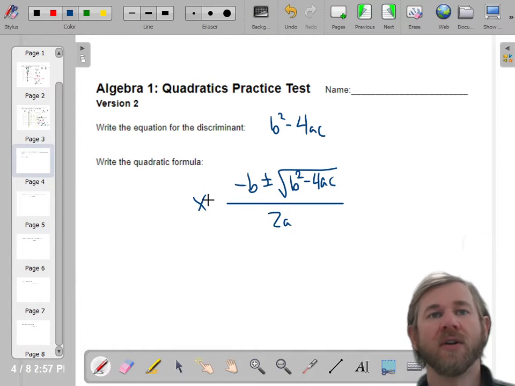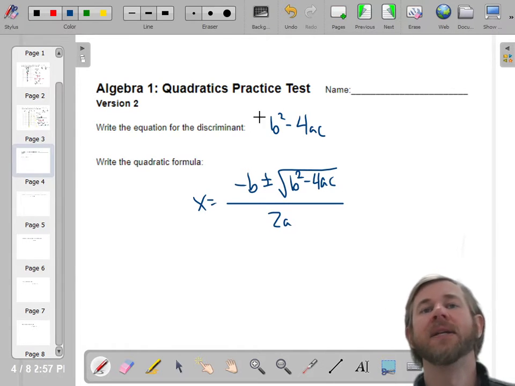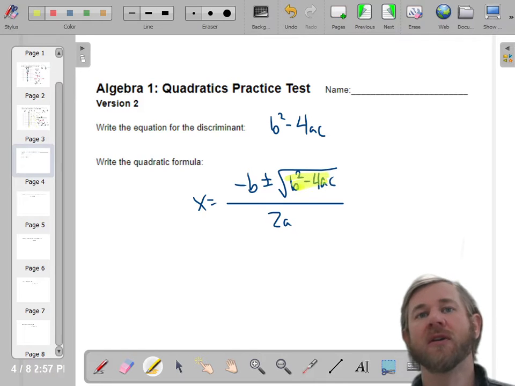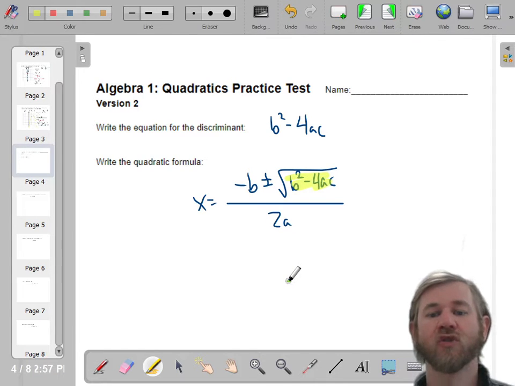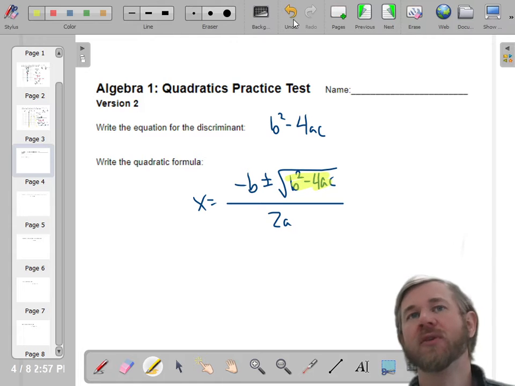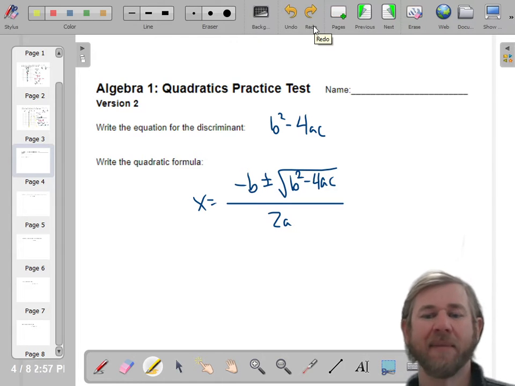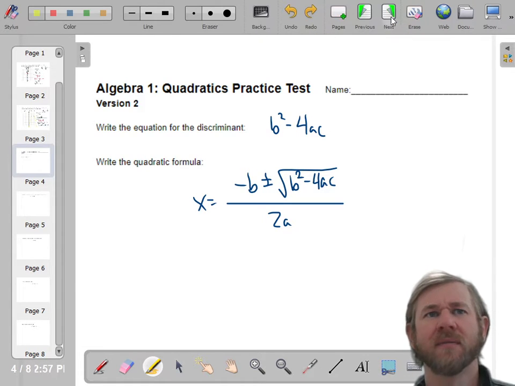So you need to know the quadratic formula, that's the whole formula, and then you need to know that this part of it, just the part underneath the square root, is called the discriminant. And that helps you determine sort of what's going to happen. So I think we'll do one of those now.